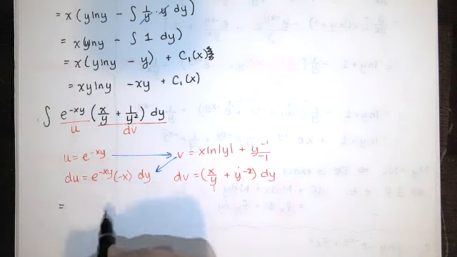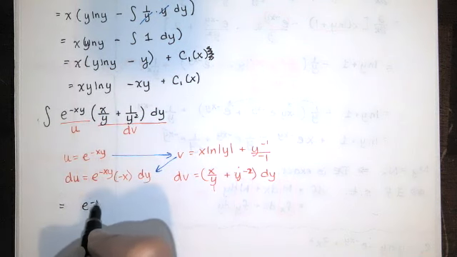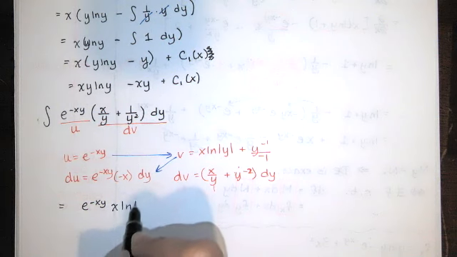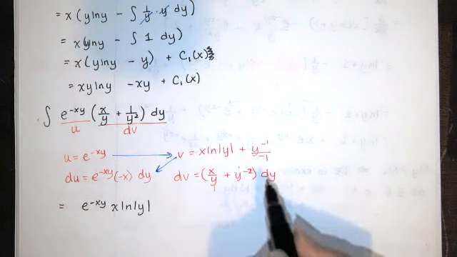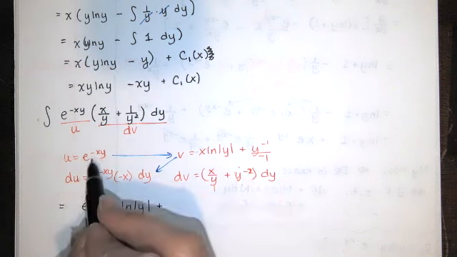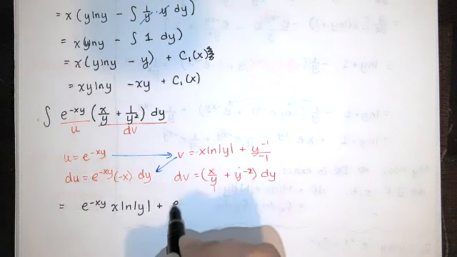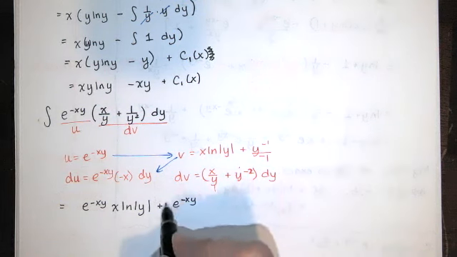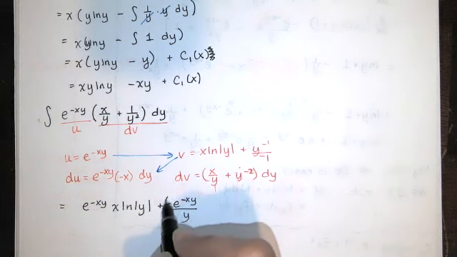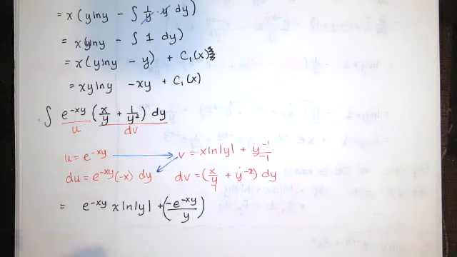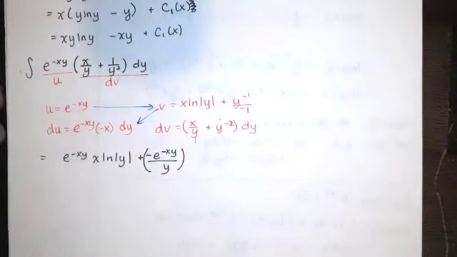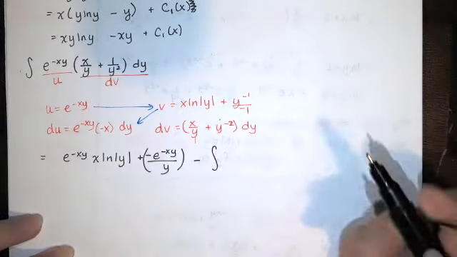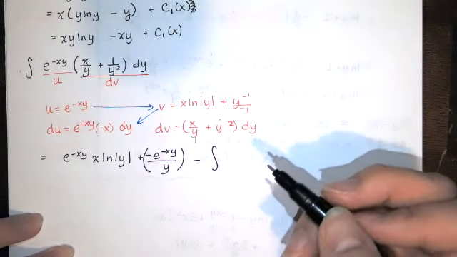And I've got e to the negative xy times x, natural log of the absolute value of y. And then I'm going to have plus e to the negative xy times negative 1 over y. So there's going to be a negative 1 there and a y down here. So that's that. And then we're subtracting the integral of v times du. Ooh, I think that's going to be pretty bad.